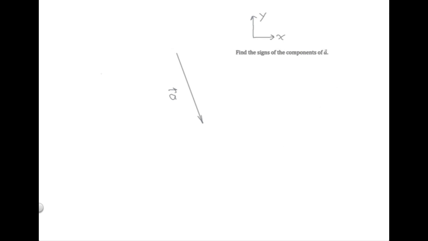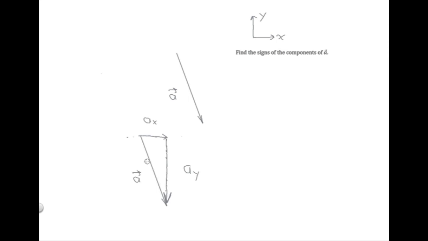Please pause the video and try this problem. So again, we need to draw the components. There's a few different ways you could do that. Draw one line here parallel to the x-axis and one line here parallel to the y-axis. That gives me the components. So this would be ax. This is a tail, so this should be a tail, so this should be a head. And this is the head of the overall vector, so this should be the head of the component.